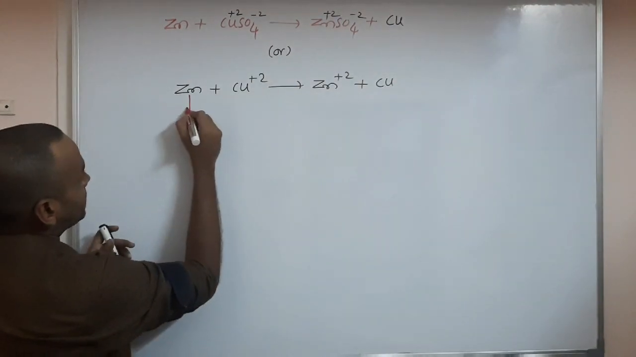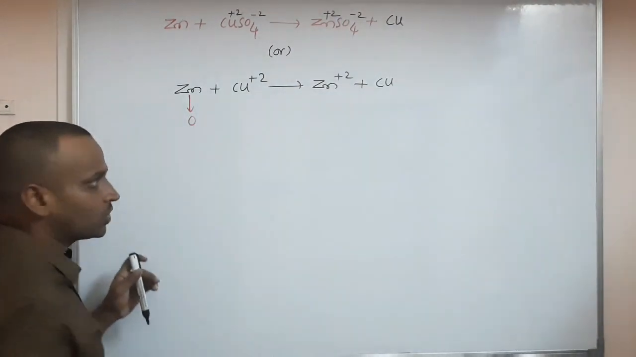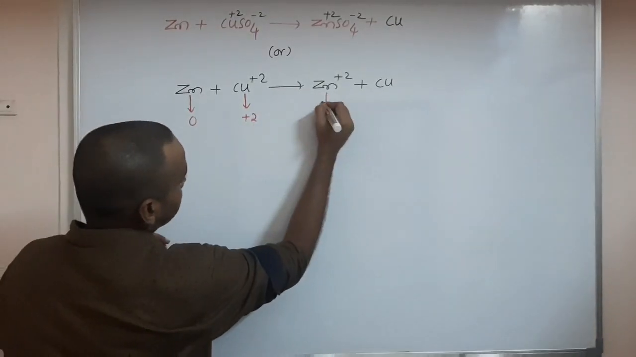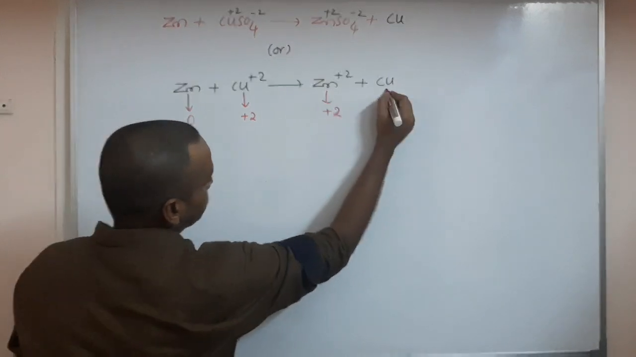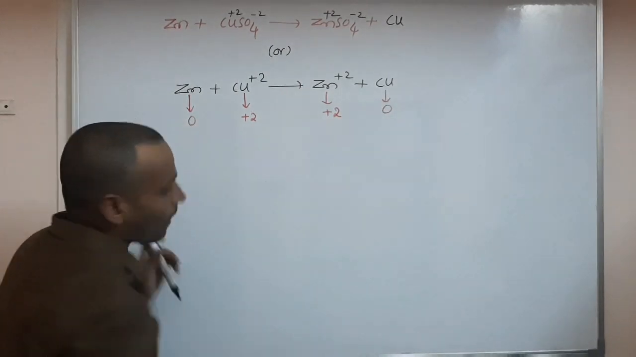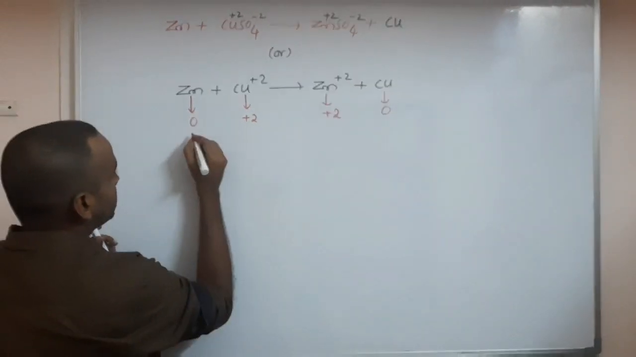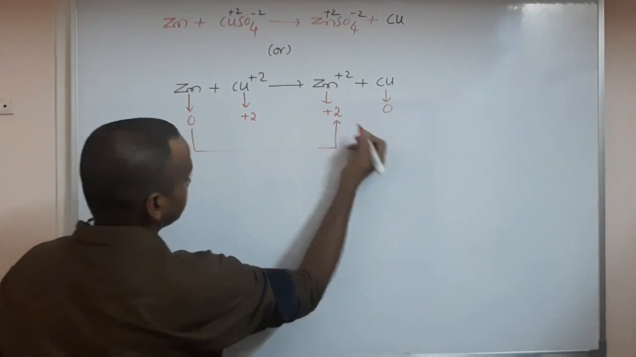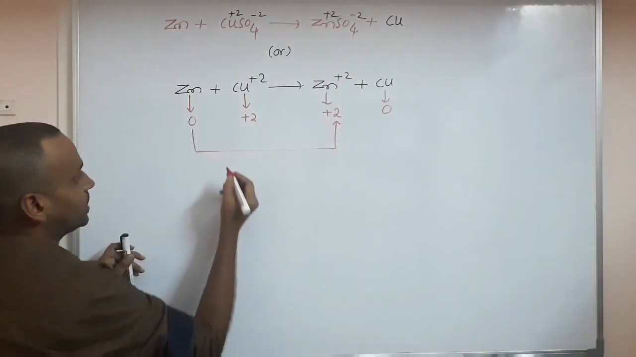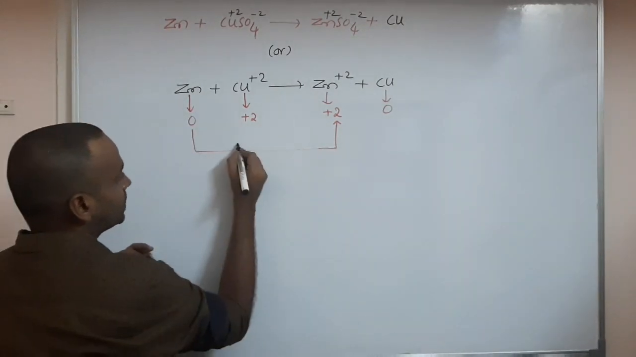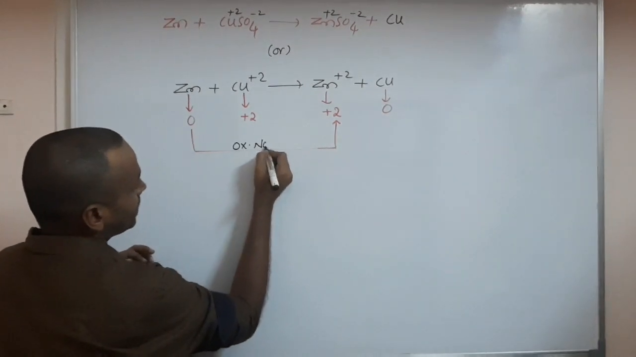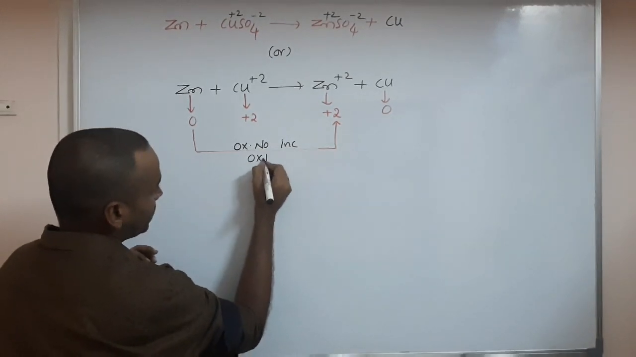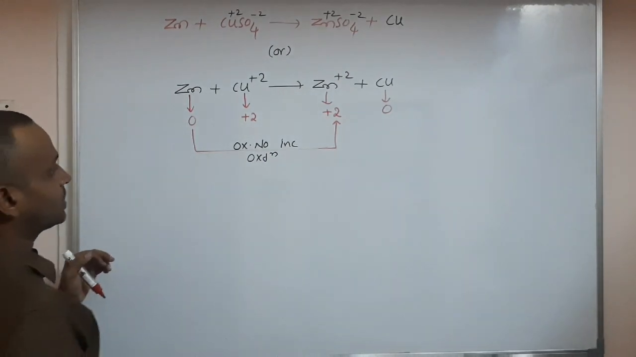Now, elemental state means oxidation state 0. I told you already. Here Cu2+ has oxidation state plus 2, Zn2+ has oxidation state plus 2, and here copper is 0. So if you observe, zinc's oxidation state changed from 0 to plus 2. So the oxidation number, what happened? The oxidation number or oxidation state increased. So it is an oxidation process. Okay, it's very clear now.